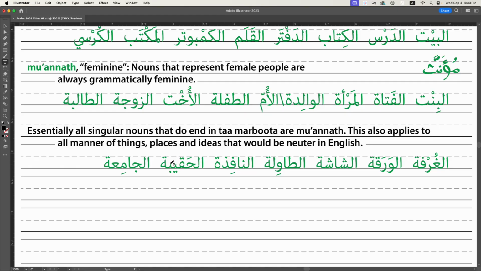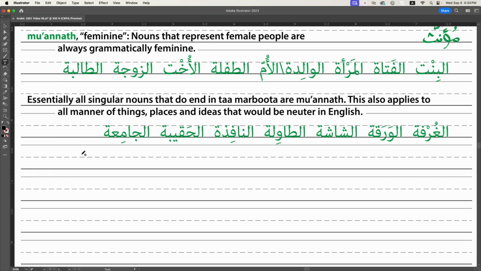A haqiba is a backpack or a bag, like a reasonably large bag, a suitcase, a backpack, something you'd carry your things in. Again, all of these nouns end in ta marbuta, and because they're singular, that makes them grammatically feminine. And you know al-jami'a is the university. So again, if you see ta marbuta at the end of the word and you know it's singular, you may assume that it is grammatically feminine. The exceptions just really don't matter for your purposes at this point.